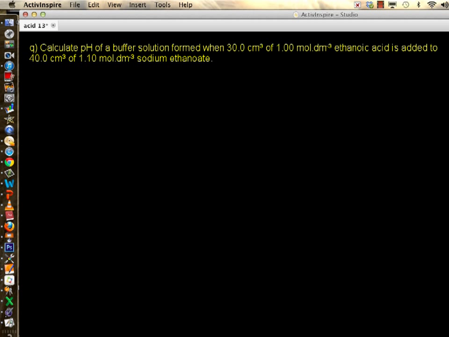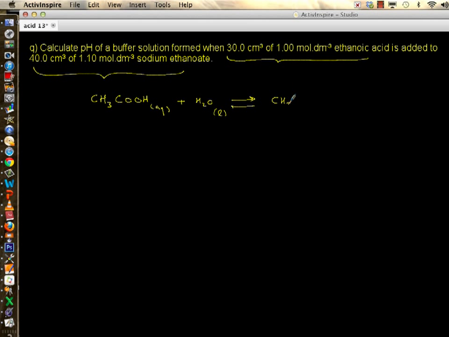I want to solve another buffer calculation, but this time they give us different volume and different concentration. So ethanoic acid, you have 30 cm cube, and sodium ethanoate, you have 40 cm cube of different concentration. Then again, it's a buffer of ethanoic acid, so I write ethanoic acid dissociation. Same equation works for buffer, plus H2O dissociates partially to give me ethanoate plus hydronium, H3O plus, aqueous.